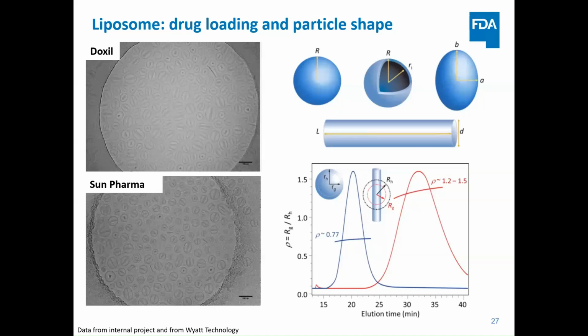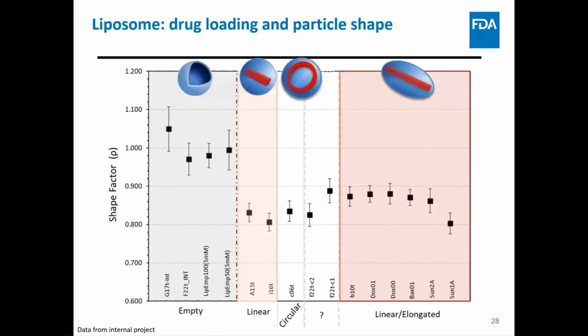So by using AF4, we can separate the particles in the formulation based on their hydrodynamic size. At the same time, we can determine their RMS size. And by plotting the RMS size with the hydrodynamic size, we'll get a ratio, which is a shape factor. Here are some internal study results.